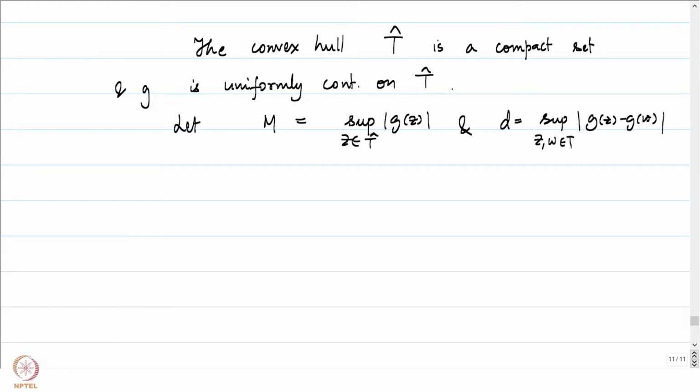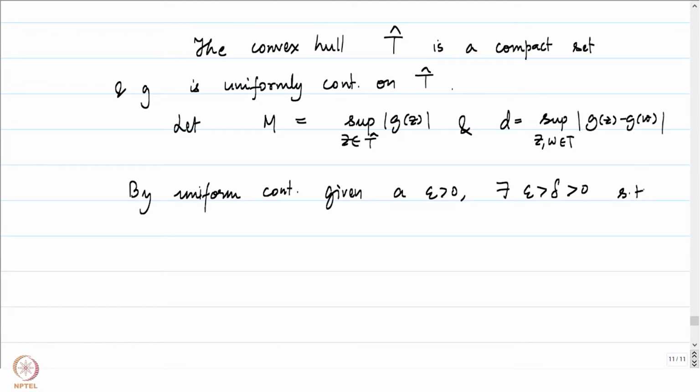So, let us set these notations, and by uniform continuity, given any epsilon positive, there exists a delta greater than 0, which is however less than epsilon. We can always do that. Delta less than epsilon, greater than 0, such that the difference |G of Z minus G of W| is less than epsilon whenever |Z minus W| is less than delta. This is something on T hat. This is something which we can ensure.